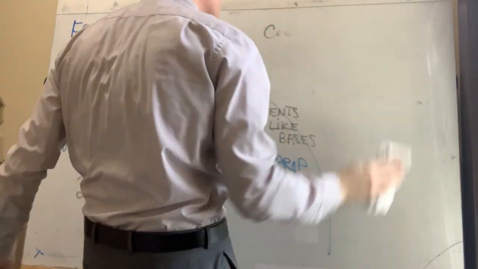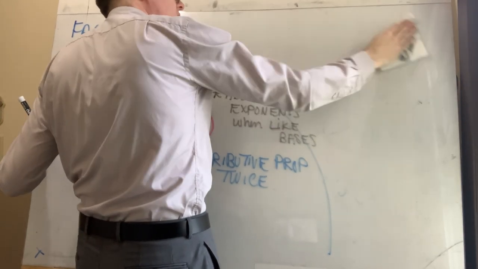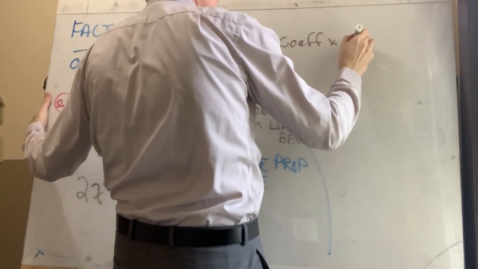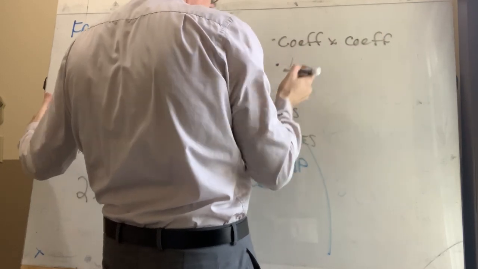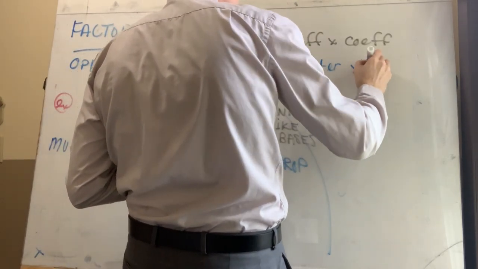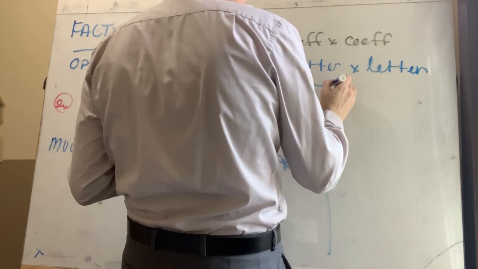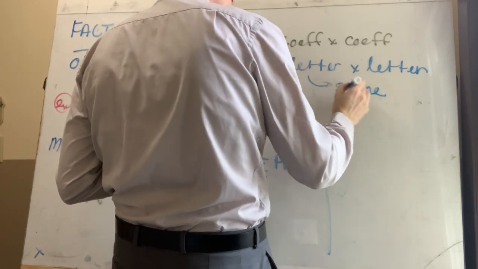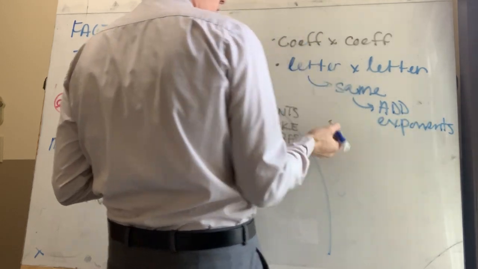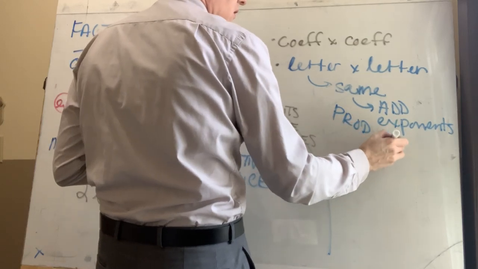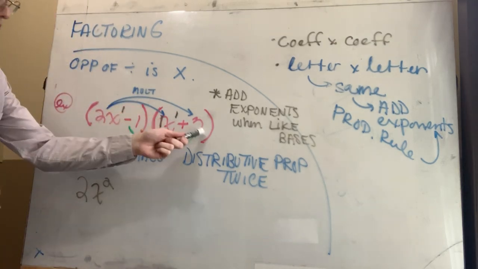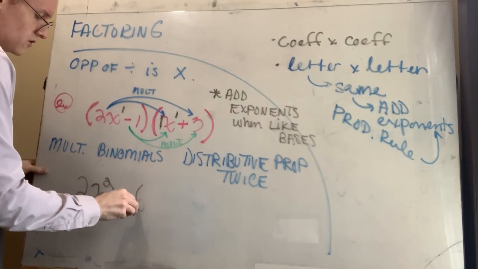Basically, the coefficient times the coefficient, and then the letter times the letter. In which case, as long as they're the same, right, you add the exponents. This is referred to as the product rule of exponents, if you wanted to be official. Anyhow, 2 times 3 would give you 6. You should consider the sign simultaneously.